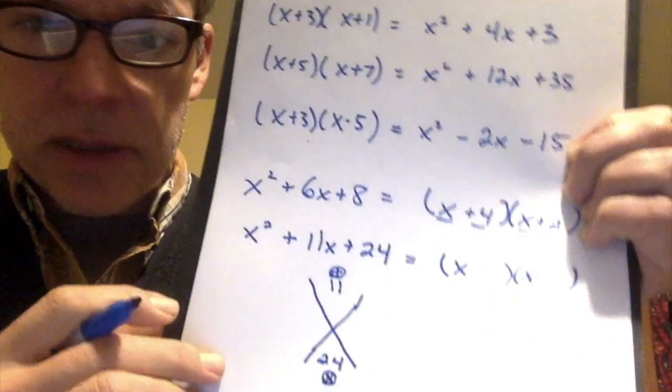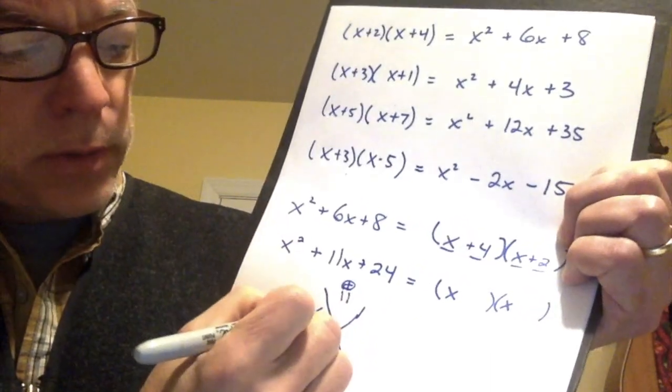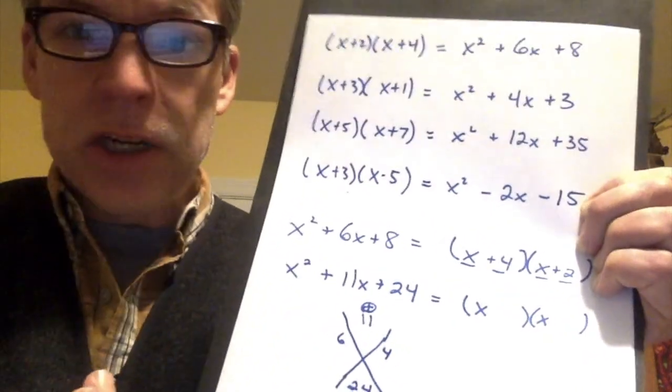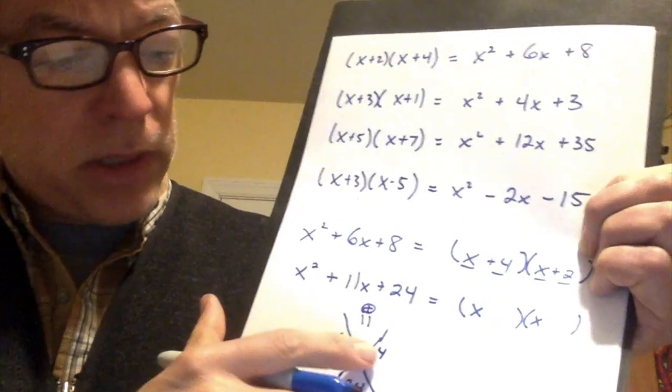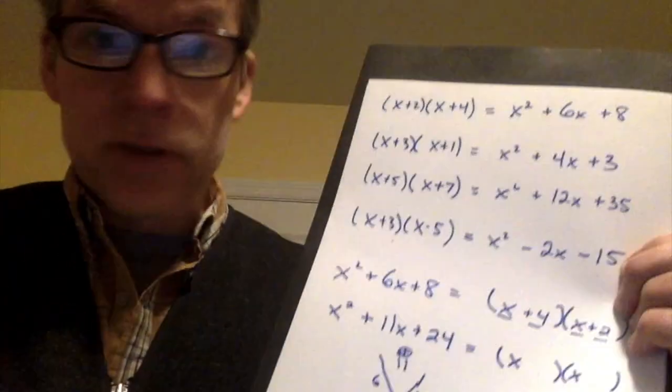So they'll just go like that, and then they'll try a bunch of numbers. They might be like, oh, I know, 6 and 4. 6 and 4 multiply to 24, so they'll put a 6 and a 4 there. And then they'll check their work. 6 times 4, yay, it's 24. 6 plus 4, rats, it's 10, it's not 11. So 6 and 4 is not right.